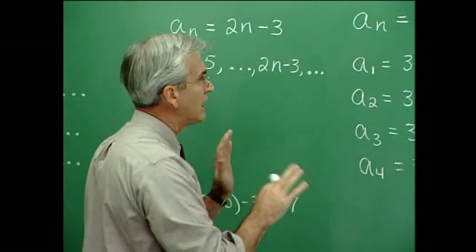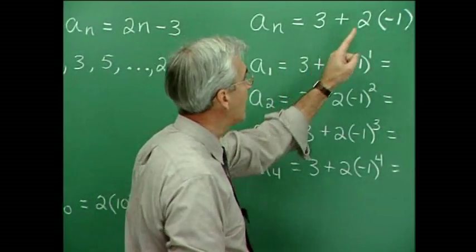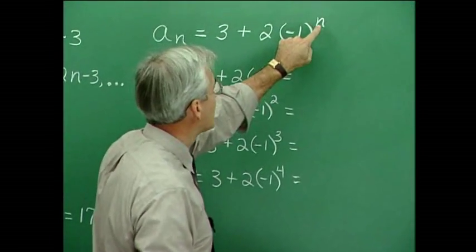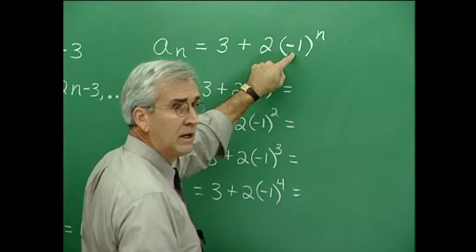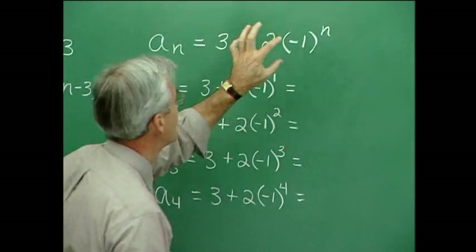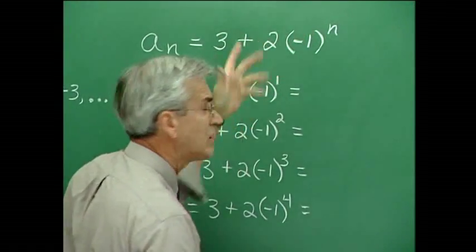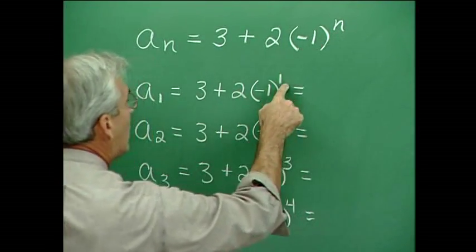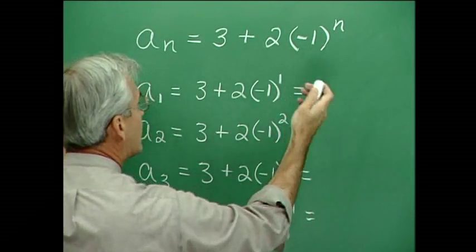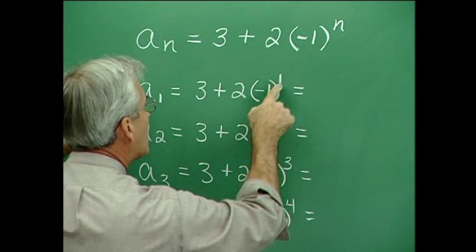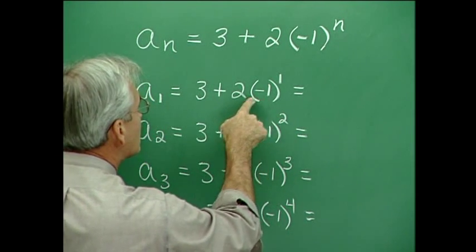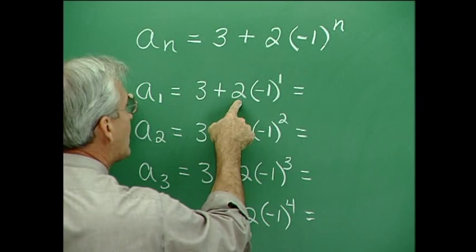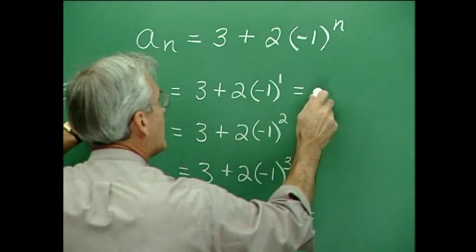Here's another sequence. The interesting thing about this one is that the counting mechanism n is an exponent on negative 1, and that will serve to change the sign of this term. Let's see what happens. A sub 1 means replace the n with 1. So all these other items stay the same. But we have 1 as the exponent on negative 1, so we have negative 1 times 2, or negative 2. 3 with negative 2 is 1.